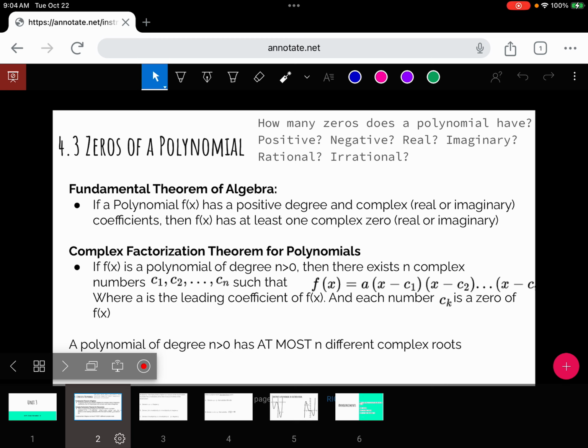That's if a polynomial has positive degree and complex coefficients, meaning we've got numbers there, then we have at least one root. It might be real or it might not be real, but every function has at least something we can call a root. That's what it's saying here, is that if we have a polynomial, there is something we can solve for.